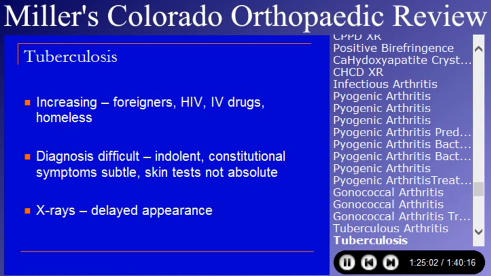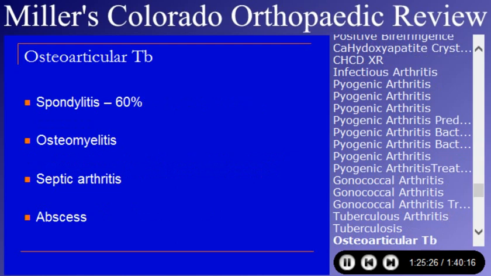The diagnosis can be difficult. One, you don't tend to think about it. The infection is relatively indolent. Constitutional symptoms may be very subtle. And skin test, even if you do think about it, may not be absolutely accurate. X-rays are not necessarily characteristic. Spondylitis is a common manifestation, but it also presents as osteomyelitis, septic arthritis, and abscesses.